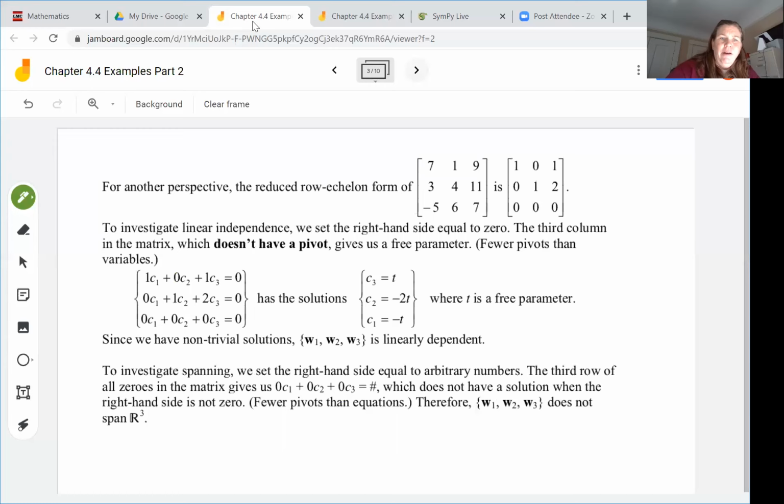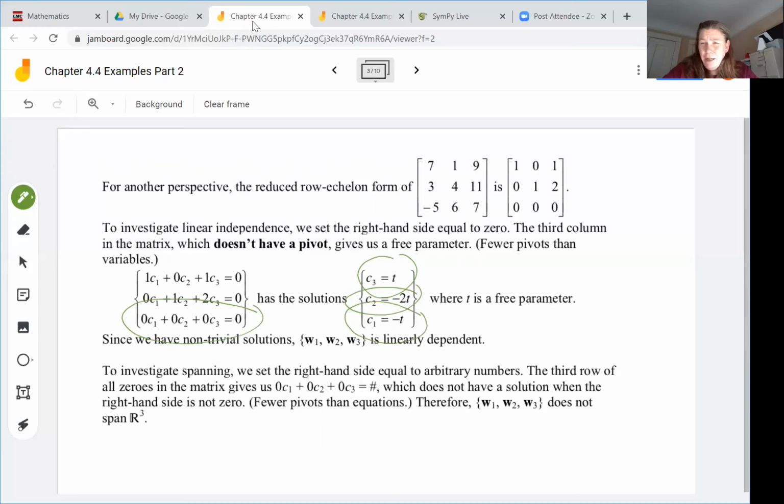So we'd say, okay, we're going to let C3 equal T, that free parameter. And then the solutions are dependent. If C3 is T, then C2 is negative 2T, and C1 is negative T. So since we have non-trivial solutions, whatever T is, you can get solutions for the other values and get zeros out. Then we say these sets of vectors, W1, W2, W3, the set is linearly dependent.